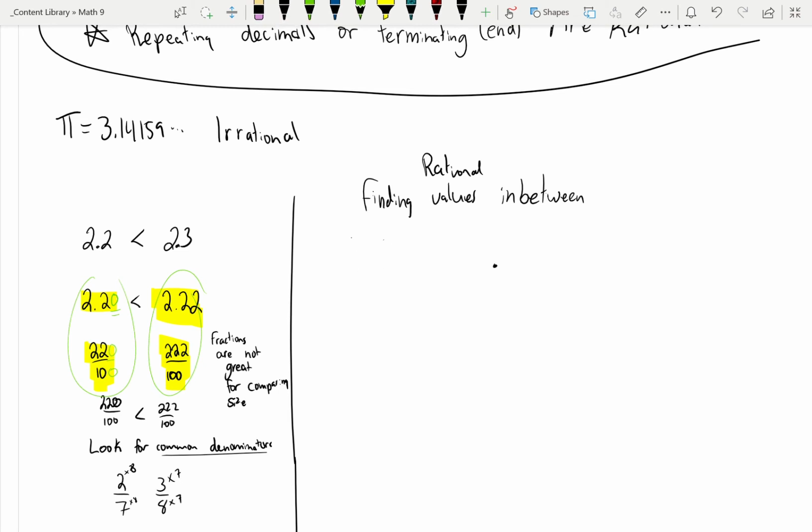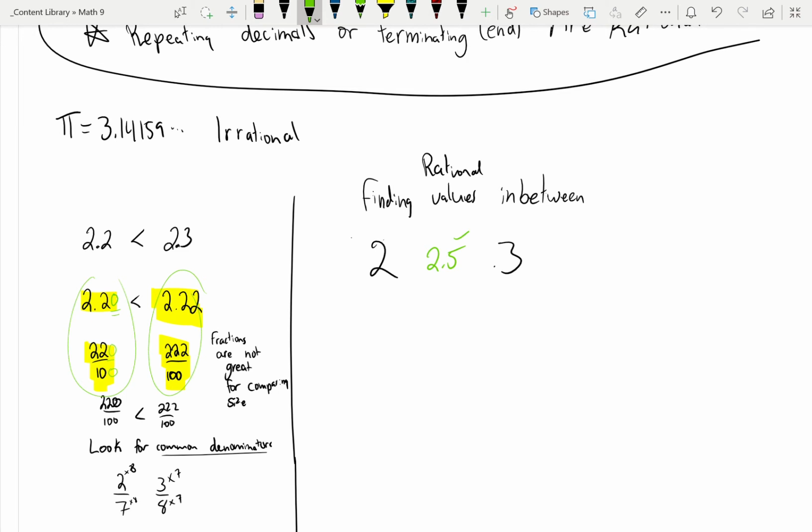Actually, let's start simpler than that. 2 and 3. Now, one of the things about this unit is that between any two rational numbers, there are actually an infinite number of rational numbers. So this technically has an infinite number of answers, but a lot of you will gravitate towards some of the more obvious ones, like halfway in between 2 and 3, I have 2.5. And this is a rational number.